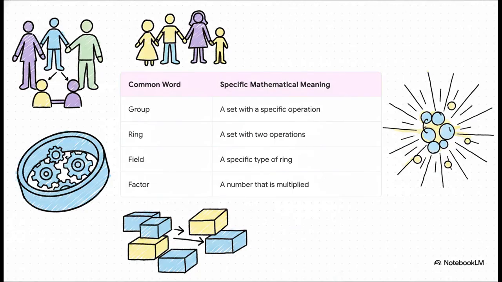Here's another really important convention. Math loves to borrow words from everyday English, but it gives them these super specific technical meanings. So you might talk about a group of your friends, but in math, a group is a very particular thing with its own definition. And the same goes for words like ring, field, and factor. That level of precision is absolutely essential.